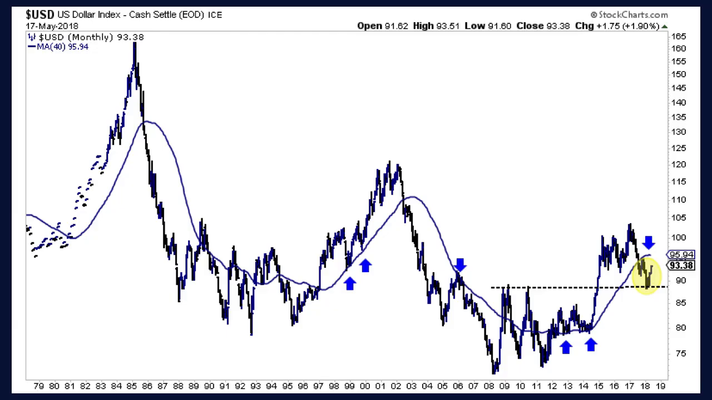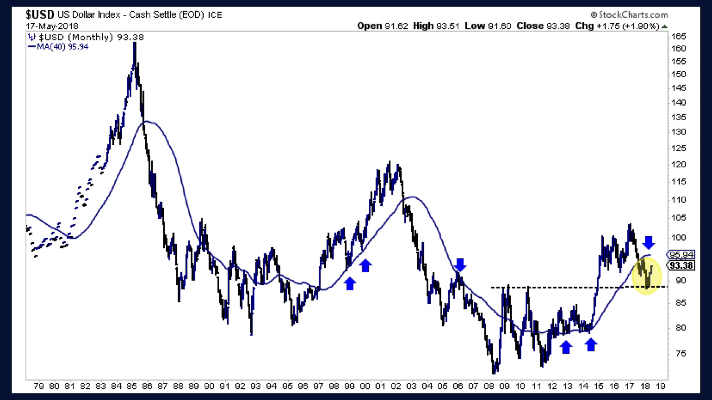And one of those moving averages that we used in the last chart was the equivalent or close to the equivalent of the 40-month moving average, which is just below 96 right now. If we round up, you could say it's at 96. And this is a history of the dollar index going back to 1978. We can see that the 40-month moving average has worked really well as support and resistance, especially since the late 90s.